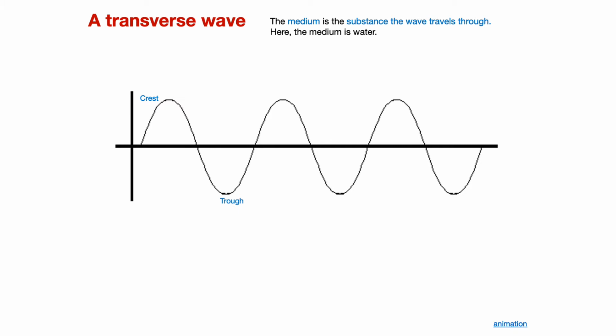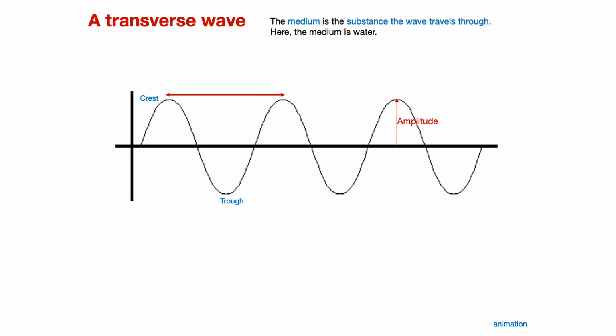Now, the next feature of the wave we need to be aware of is the height of the wave, and that's called the amplitude. The amplitude is measured in meters, and it's a measure of the height of the wave measured from the line of zero disturbance right up to the top of a crest. You could also regard the amplitude as being the distance from the line of zero disturbance straight down to the bottom of a trough. They will always be the same in size.